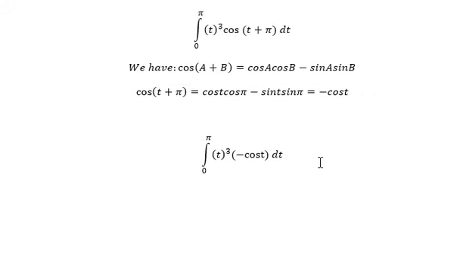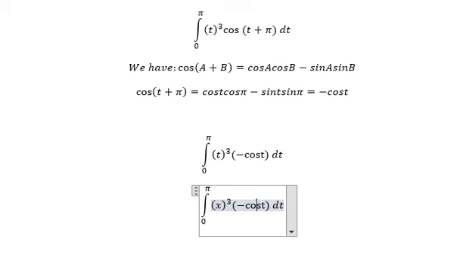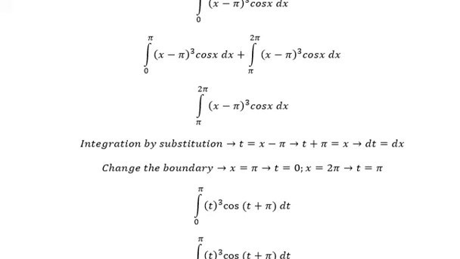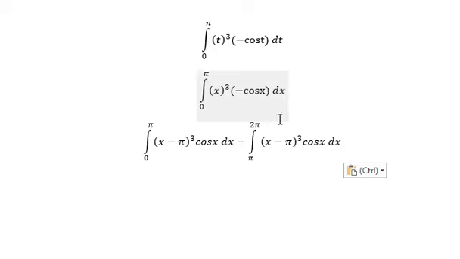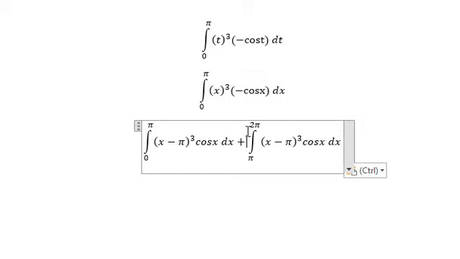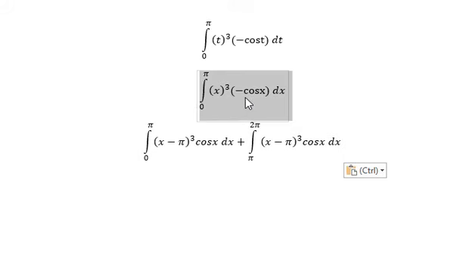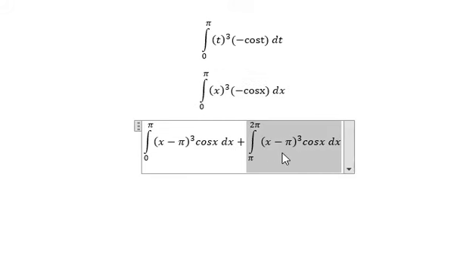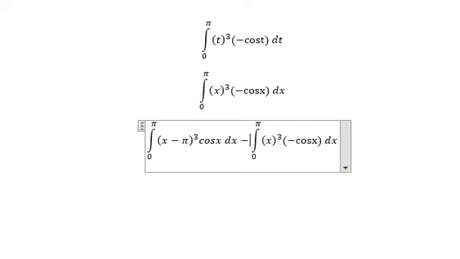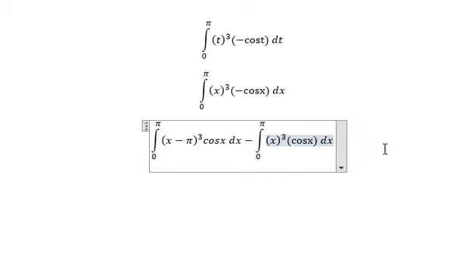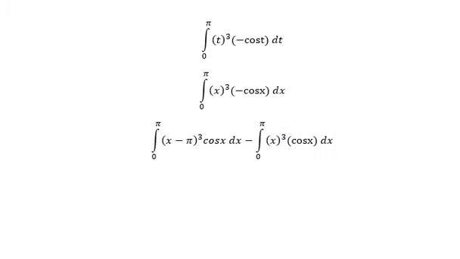And later, we change t go back to s. Now we have this one in here. So we put this one into this one. And we put a negative sign here, because we have the same boundary in here.